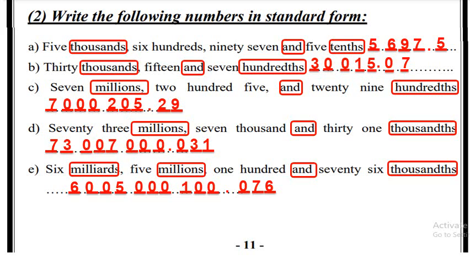I have 6 milliards, so I will put 6 in the milliards place. 5 millions, but we don't have 10 million and 100 million, so you will put 005. 176 thousandths. Let's note that we don't have any thousand here, so we will put 3 zeros in this thousand place. And now 100, let's write it here in its place, ones, tens, 100, then decimal point, then we have 76 thousandths. We don't have here tenth place, so we will put 076.